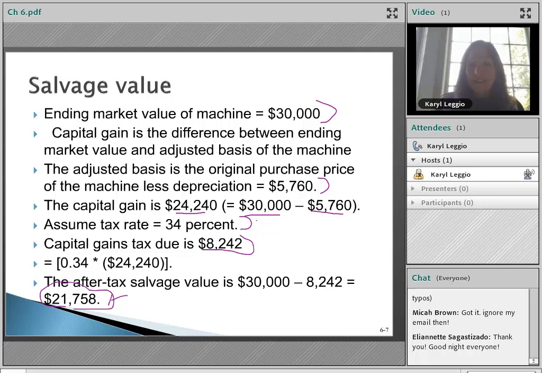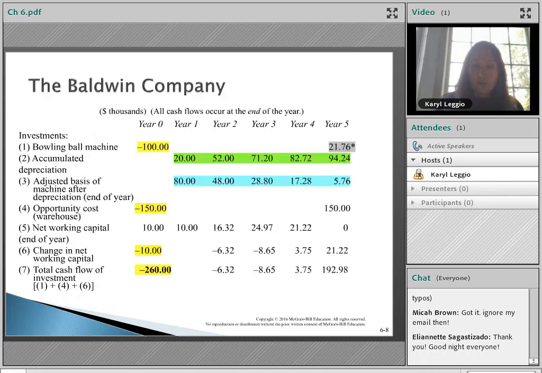The $5,760 is an accounting number. That just helps us to figure out what our capital gain is. That's not relevant to the cash flow other than helping us figure out the capital gain. What's relevant is the cash in, $30,000, less the cash out, which is the tax that you have to pay of $8,242.